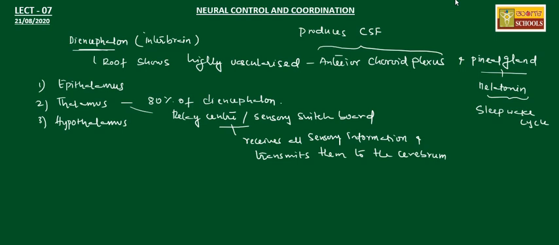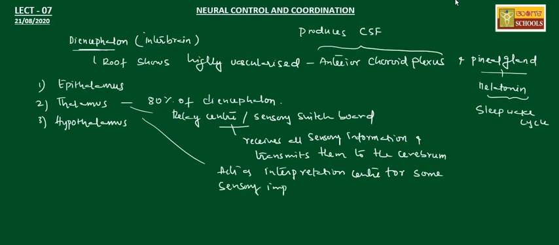And the thalamus acts as an interpretation center. So for some sensory impulses, like pain, temperature, light and pressure, etc., it acts as an interpretation center.